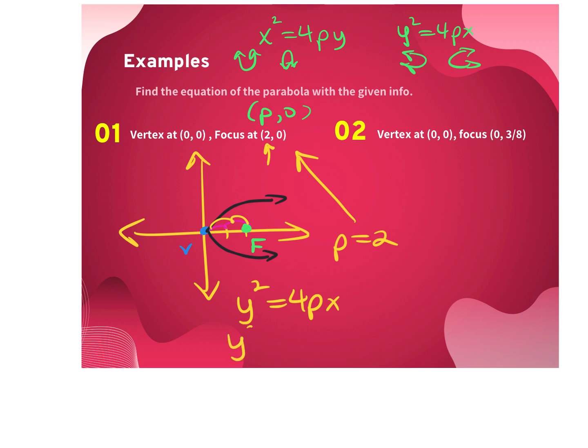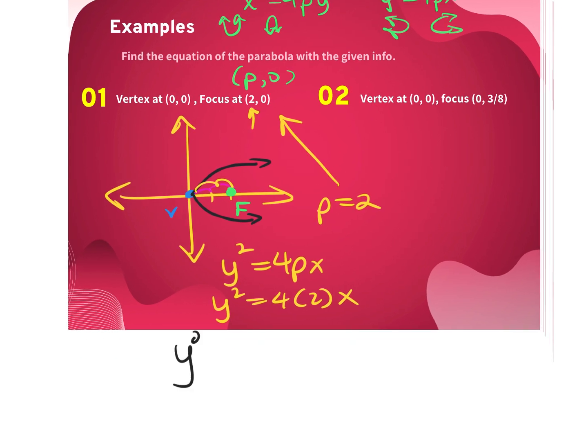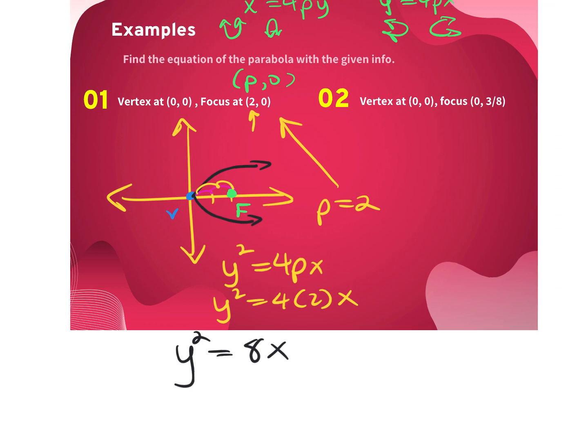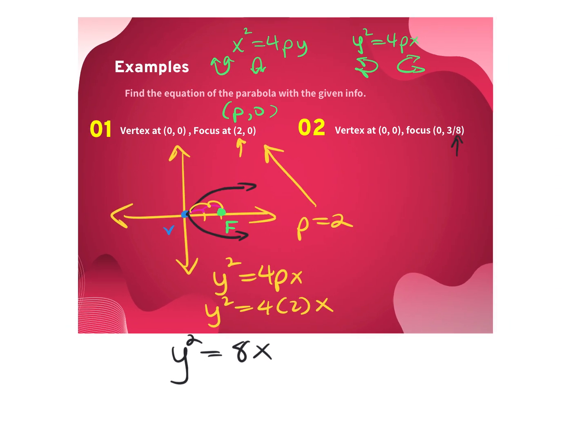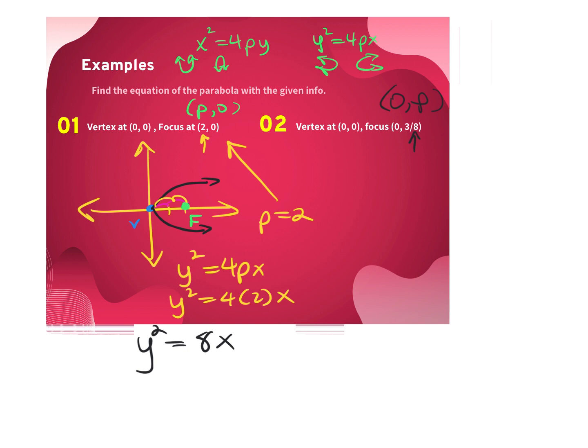Now what I need to do is plug in that p-value and then multiply 4 times 2. And my equation for this parabola is going to be y squared equals 8x. Now notice here, my p-value is in the y spot. So again, if you want to memorize that when the p-value is in the non-squared variable, the formula is going to be x squared equals 4py. It was in the y spot. Y is the non-squared variable.